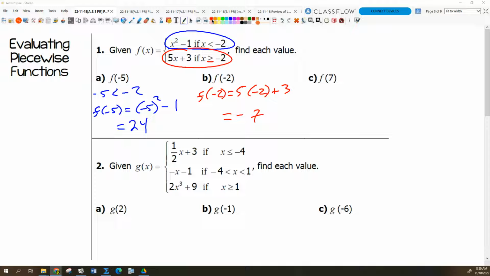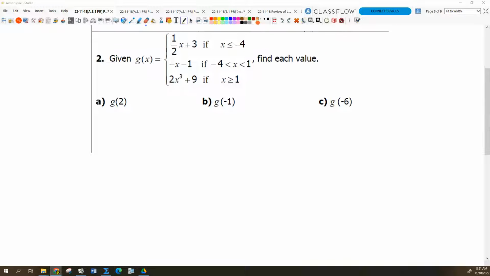Okay? Give me thumbs. How we doing? Okay, getting there? All right, what about f of 7? Which one's that going to go into, top or bottom? Bottom, yeah, good, because 7 is greater than or equal to -2, isn't it? So this one's going to give us 5 times 7 plus 3. So what is that, 35 plus 3? What's that, everybody? 38. There we go.